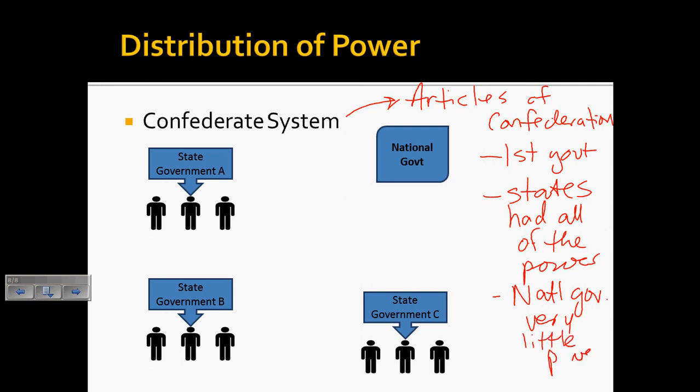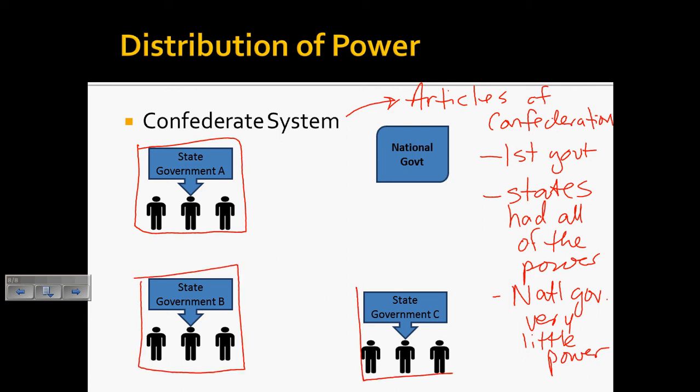Here's how the Confederate system works. The state government has its authority derived from its people, and they exist in their own little power vacuums. They have their powers. State A has its powers, State B has its powers, State C has its powers. But then we have the national government that kind of floats out here. In the Confederate system, the states are sovereign. They hold most, if not all, of the power. And what they do is they just simply give a little bit of that power to the national government.